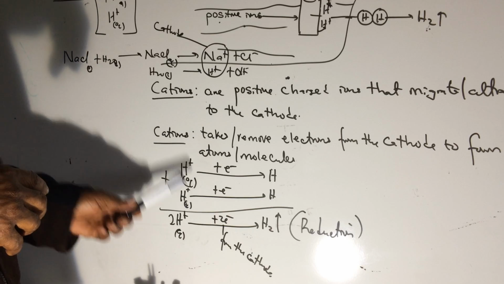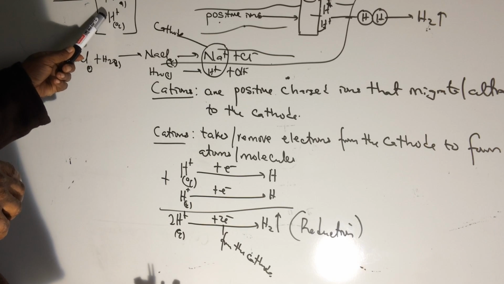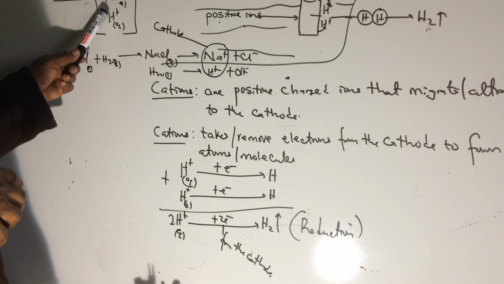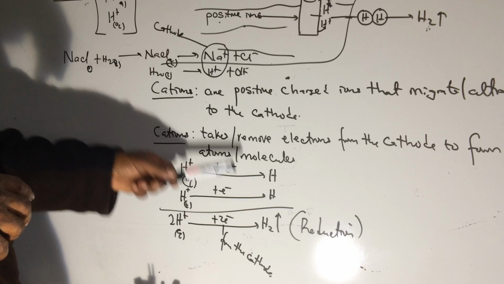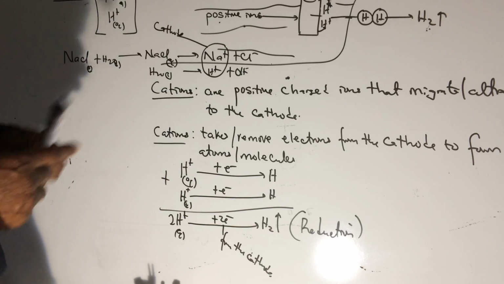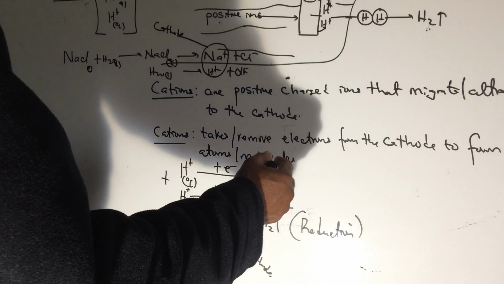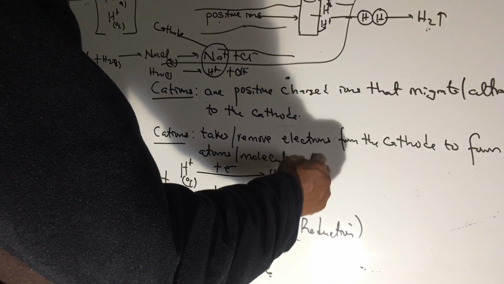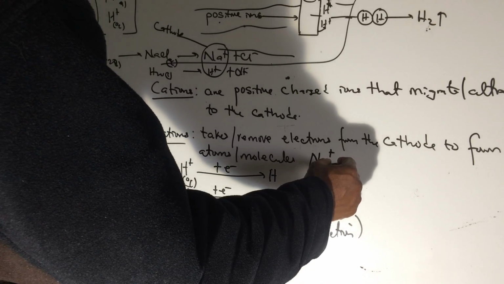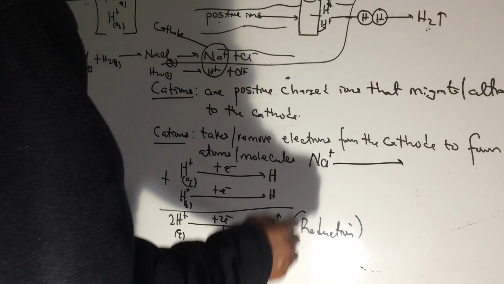This is one of it. I've just explained how hydrogen collects electrons, gets electrons from the cathode, and at the end of the day is discharged as hydrogen gas, right? Gas or molecule. We can have others like sodium. If molten sodium chloride is used, you see that only sodium ion will be discharged, right? It's just one of the ions to be discharged.